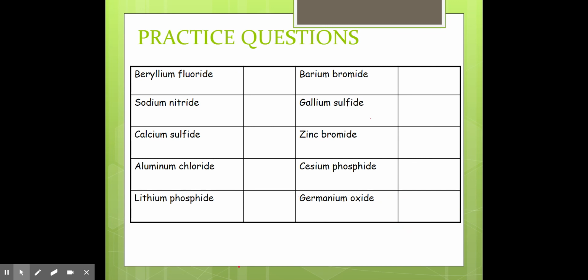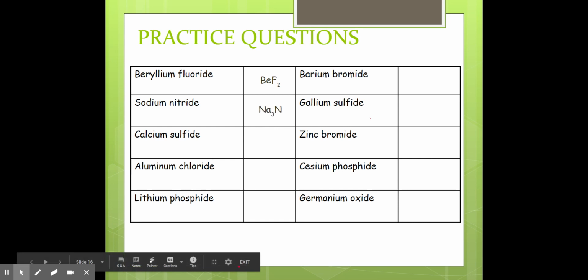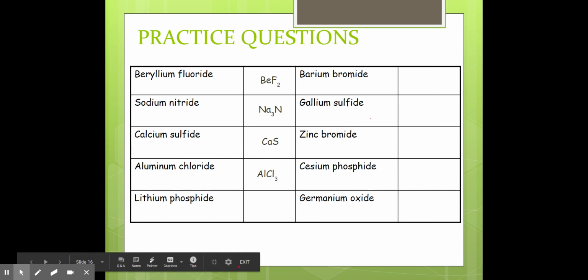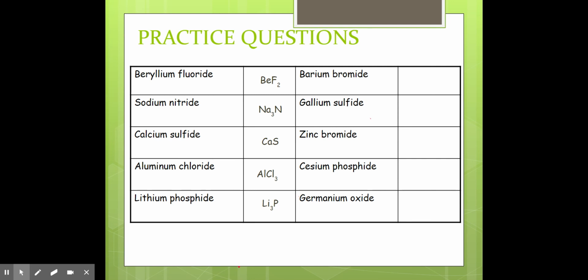All right. Here are some practice questions that I want you to do. Go ahead and pause it, and we'll go through it in about 3, 2, and 1. Beryllium fluoride, BeF2. Sodium nitride, that's Na3N. Calcium sulfide, how about CaS? Aluminum chloride, AlCl3. Aluminum phosphide, Li3P. Barium bromide, BaBr2.